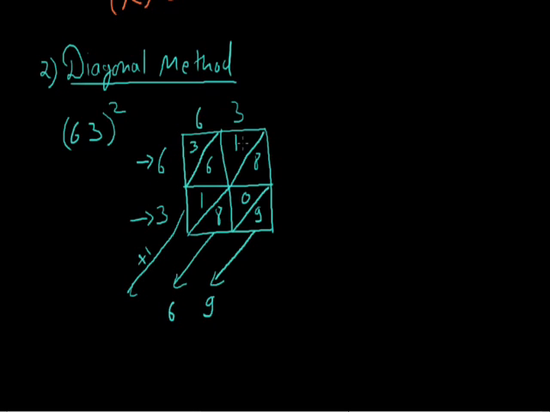Now we add all the digits in this portion, that is 1, 6 and 1. So 1 plus 6 is 7, 7 plus 1 is 8, and with this carry 1, it is 9. Now there is no carry forwarded again, so the last portion remains as it is, 3. So the answer is 63 square equals 3969. In this way we can find the square by the diagonal method.